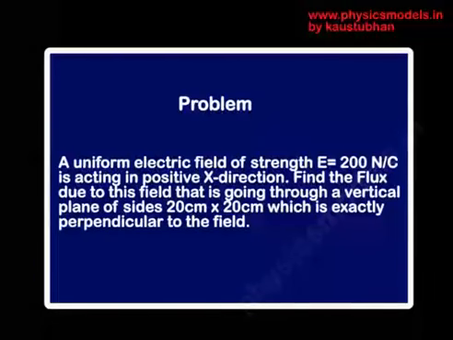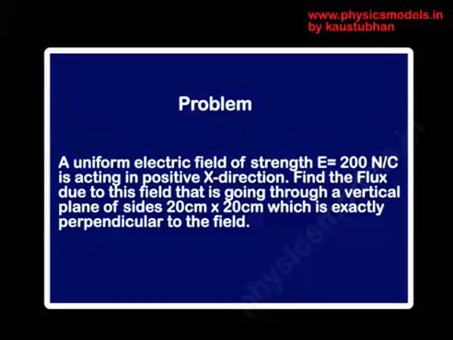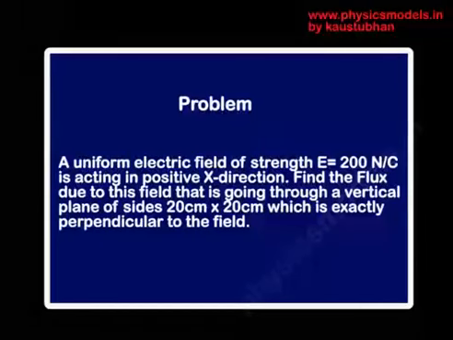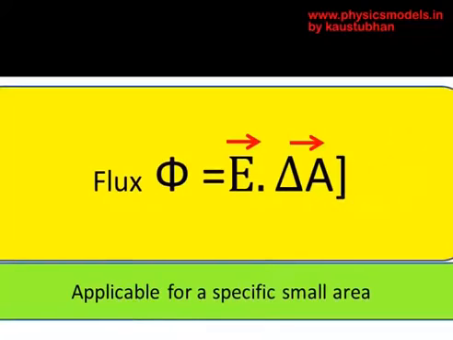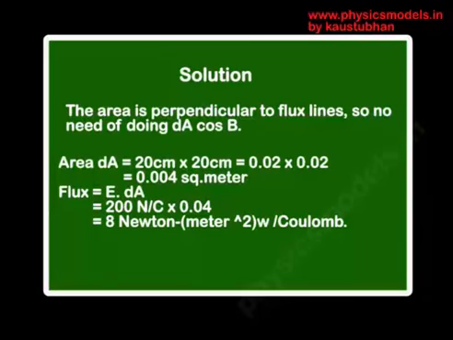Let's take a small problem. So the electric field strength is given as 200 newtons per coulomb, acting from left to right, and we have to find the flux. So the flux is simply the multiplication of E into the area. So plug in the value of E, 200 newtons per coulomb, multiplied by the area of the sheet that the person has put in the way of the flux lines, and you get the value of the flux.